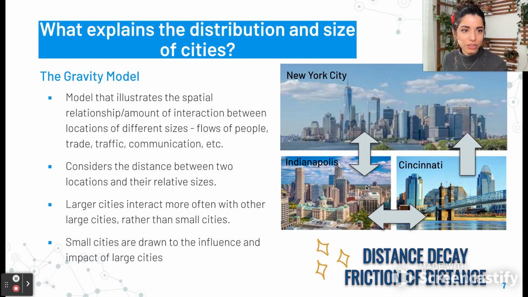Indianapolis is a little bit closer, so there'll be a little bit more interaction between New York and Indianapolis than Cincinnati. And between Indianapolis and Cincinnati, there is interaction since they're close to each other. But ultimately, there's going to be far more interaction between big cities, right? They have more draw, they have more pull.